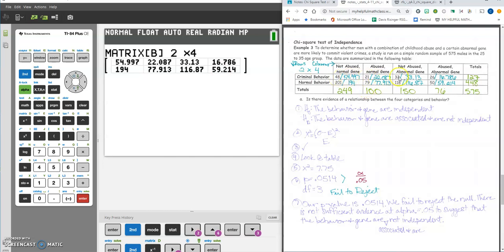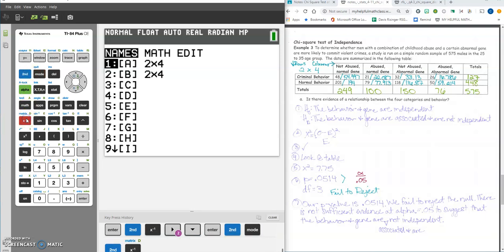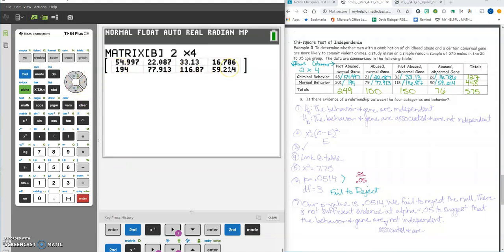Realize all these observed values totaled 127. If you took the time to add up these expected values across for criminal behavior, they would also add up exactly to 127. So realize all values between expected and observed will still add up to the same thing. So again, to get to the expected values, since we didn't just get it, let me get out of this. I would go ahead and hit second matrix. I'd move over to edit. I now want B because we said make that the expected values. And we can see the expected values.